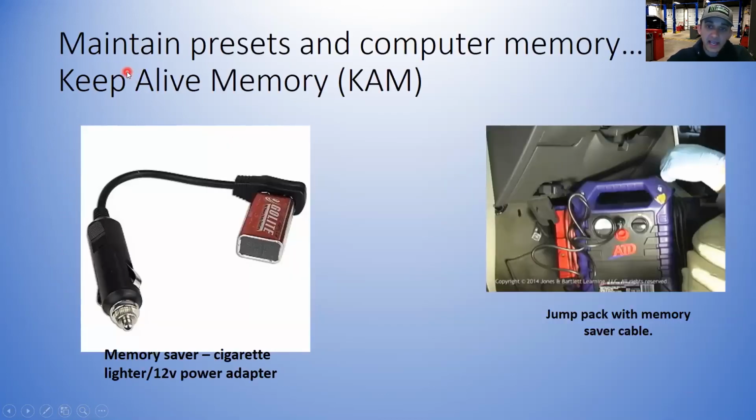Maintaining presets and computer memory. That's called the KAM, or the Keep Alive Memory. Here's an example of what we used for years. A memory saver, you can put in the cigarette lighter, a 12-volt power adapter with a 9-volt battery. I know you're thinking, well, it's a 12-volt car, what's a 9-volt battery? All it was meant to do was to keep just enough power where it would maintain the radio presets and things like that. So you don't have to reset all the radios for the customer when you're done.